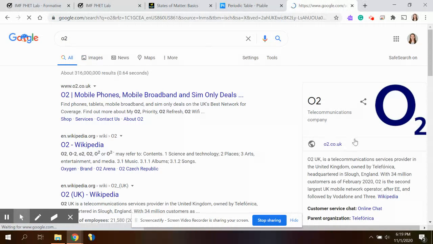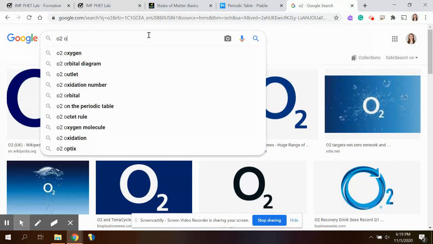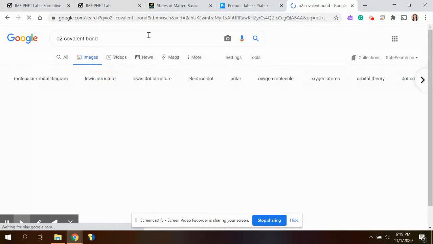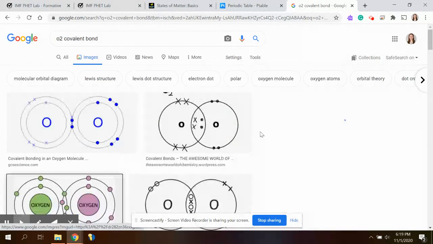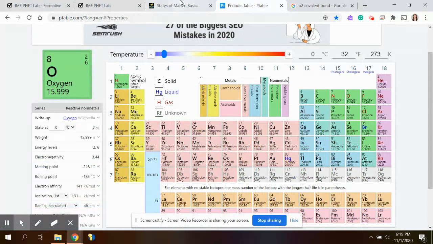If I look up the images, let's do the covalent bond diagram. Okay, perfect. Here is one oxygen and another oxygen. This is the Bohr model, and it's just showing how they're sharing these two pairs of electrons. So it's the same atom, but it is in a covalent bond together.